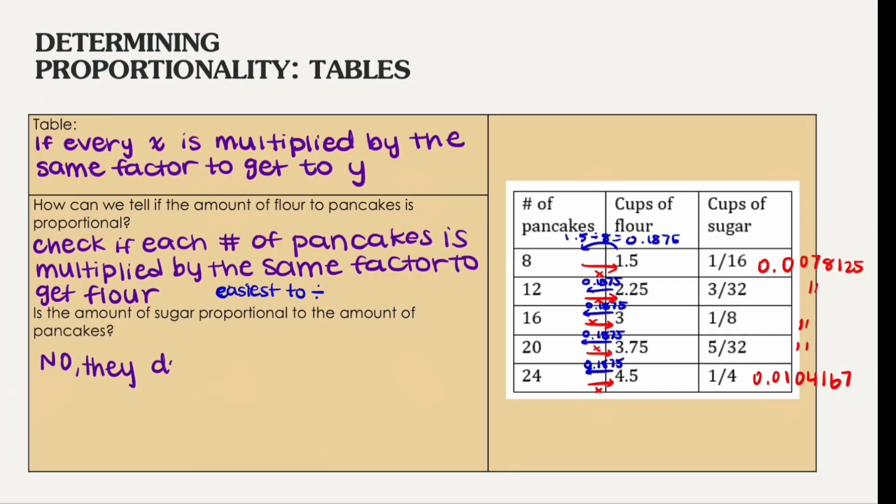So no, they don't all have the same scale factor. I didn't multiply them all by the same thing. And that's the way to do it with tables. It's a little tedious, but you can check for all of them.